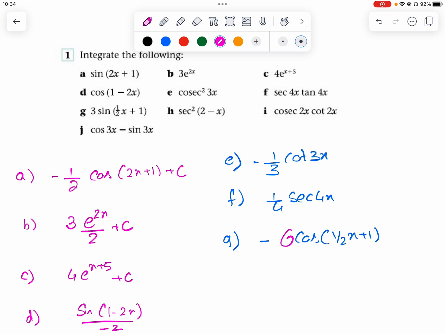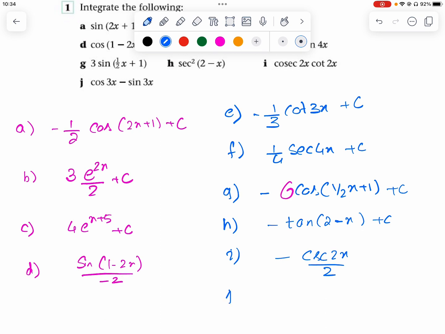H, integral of secant square is nothing but what? Minus tan 2 minus x, because minus x integral is minus 1 plus c. Don't forget to write plus c over everything. Then I, cosecant 2x cot 2x is nothing but what? Minus cosecant 2x upon 2. And finally J, cos 3x integral is sine 3x upon 3 minus sine 3x integral is minus of minus plus cos 3x upon 3 plus c.